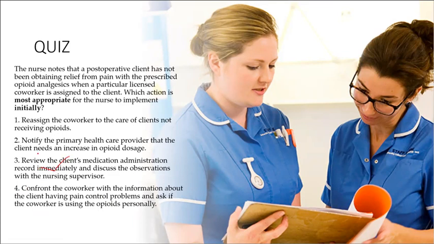Okay, so you want to use your decision tree. Reassign tells me implementation, notify tells me implementation, review tells me assessment, and confront tells me implementation. Remember, assessment is the first step of the decision tree, and number 3 is the correct answer.